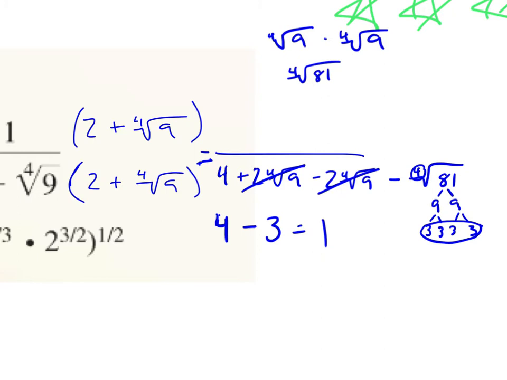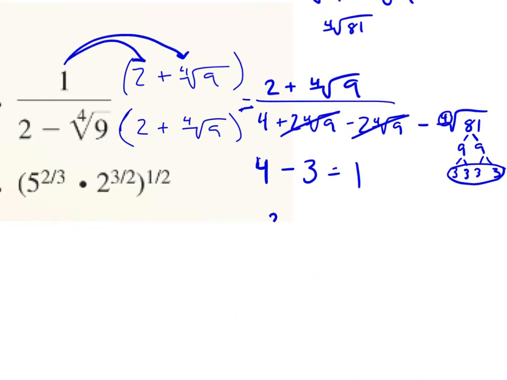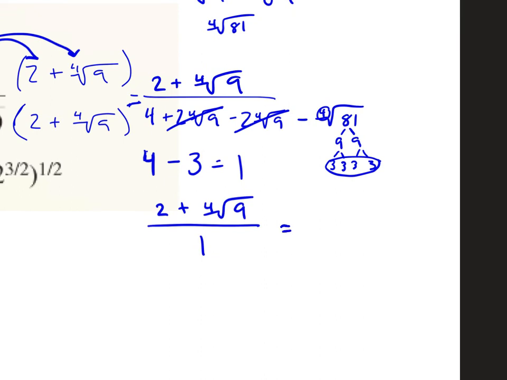So we have 1 times 2 plus the 4th root of 9. If this was any number other than 1, we would have to distribute it to both things in our parentheses. But it's 1, so it just becomes 2 plus 4th root of 9. It stays the same. So we have 2 plus the 4th root of 9 over 1, which, since 1 is in your denominator, would just be 2 plus the 4th root of 9.